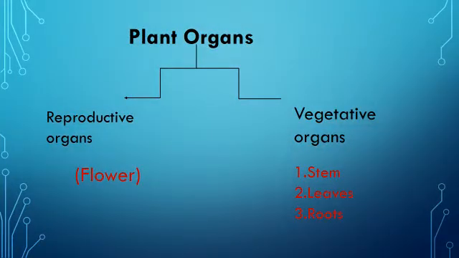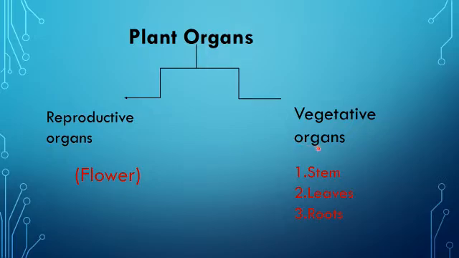Dear students, our first topic is plant organs. Plant has two types of organs. Number 1, reproductive organs, and number 2, vegetative organs. First, we will discuss the reproductive organs. Flower. Flower is the reproductive organ because it will be converted into fruit, and fruit has seeds which will grow into new plants when put into soil.